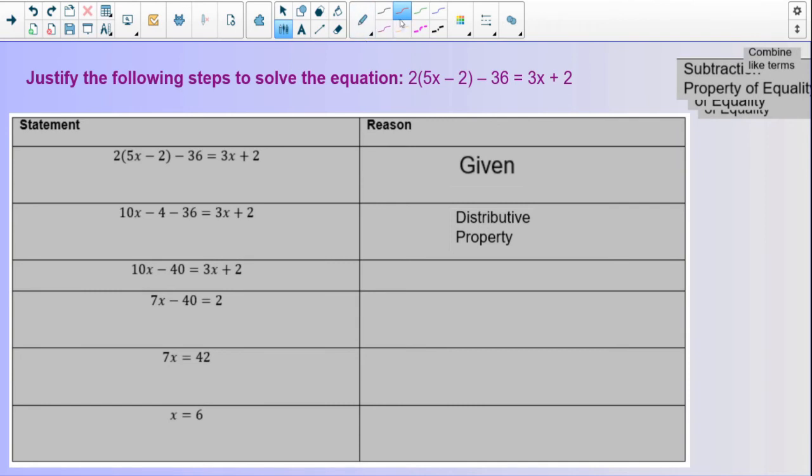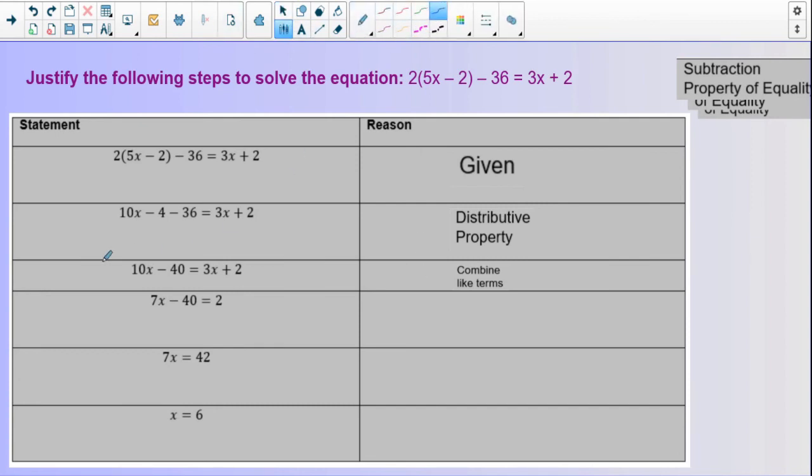What happened next in the third step? So I'm always looking a step backwards to see what changed. So to get this reason, I looked back at this statement to see what changed here to the second statement, and same thing for the next one. So to see what changed in the third statement, it looks like we just brought down the 10x, and then this negative 4 and this minus 36, we just combined these together to get a negative 40. So this step is just called combine like terms, for that third reason.